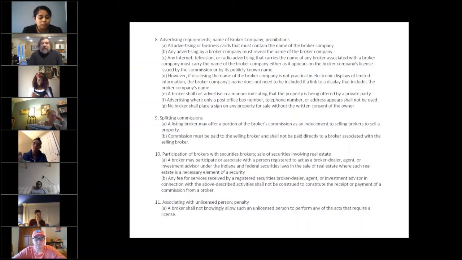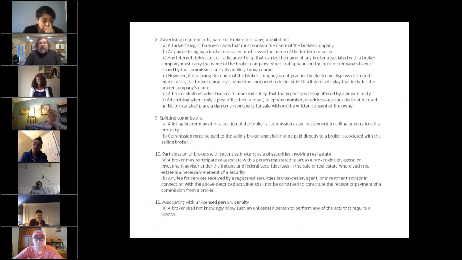Letter C, any internet, television, radio that carries the name of the broker associated with the company must carry the name of the broker company as it appears. So you can't abbreviate or anything like that. However, there is one exception, and once again, technology has bit us in the butt.